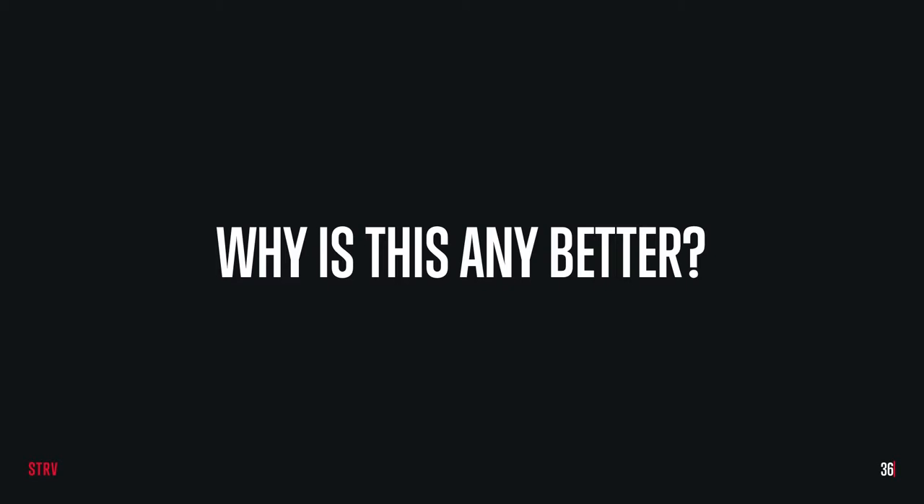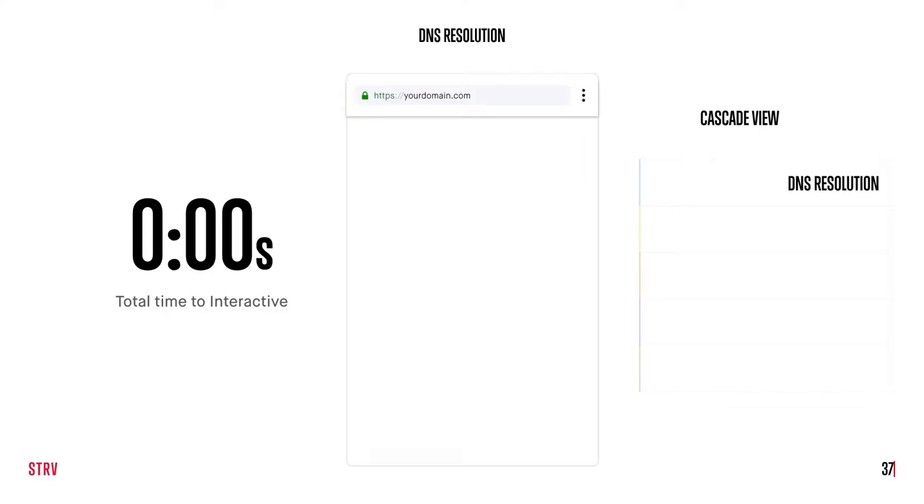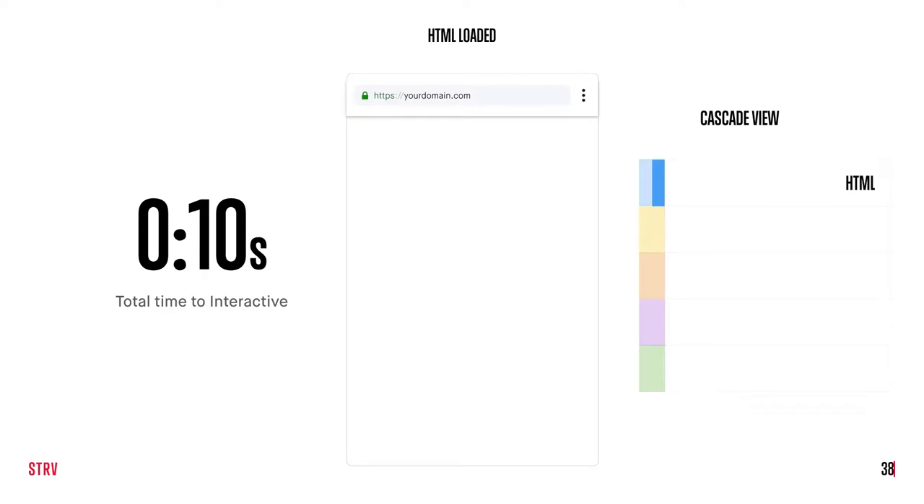So why is this any better? Remember our example from before? It's going to be slightly different. We start fetching our HTML. It's going to take, in this case, more time than before because our HTML is going to be huge. It's going to contain everything. All the tags, all the products, all the information is going to be there. So it's not going to be as fast as downloading just the tiny HTML.